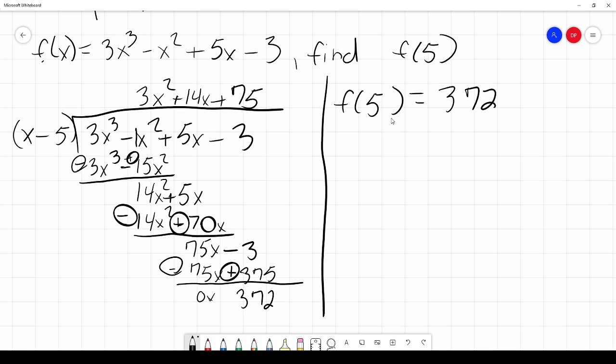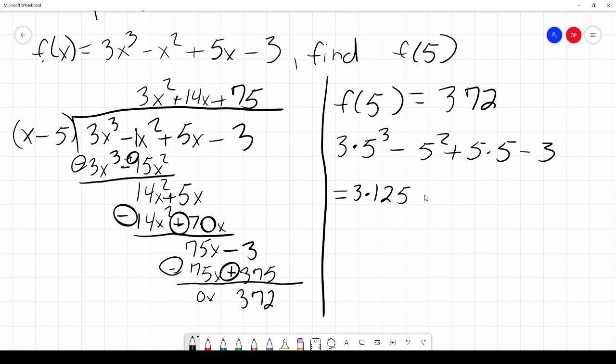So now let's do it the easy way. Let's just plug 5 in. So we have 3 times 5 to the third minus 5 squared plus 5 times 5 minus 3. So let's see, 5 to the third. 5 times 5 is 25. Times 5 again, that'd be 125. So this is going to be 3 times 125 minus 25 plus 25 minus 3. So these are actually going to cancel out. So we have 3 times 125, so that should be 375 minus 3. So that's going to be 372.